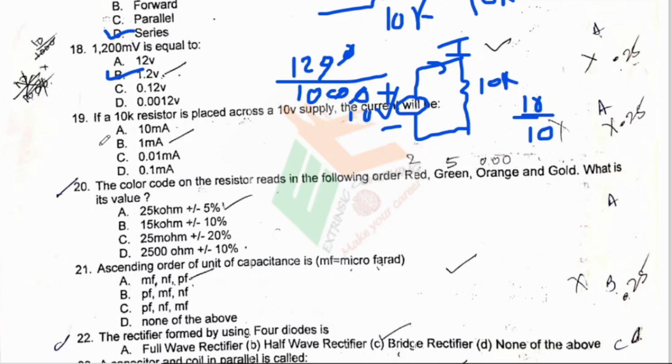Option B is the correct answer, because here it is 10 divided by 10 into 10 raised to 3, so this 3 goes up as minus 3. So it is 1 milliampere. 10 will get cancelled out.